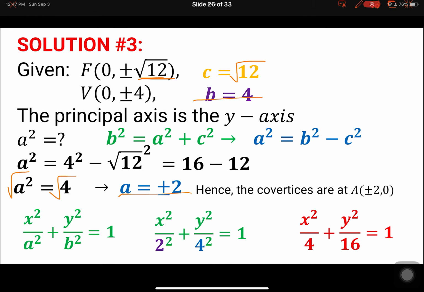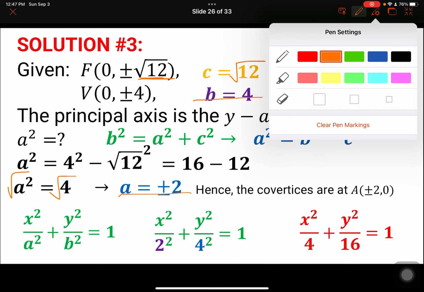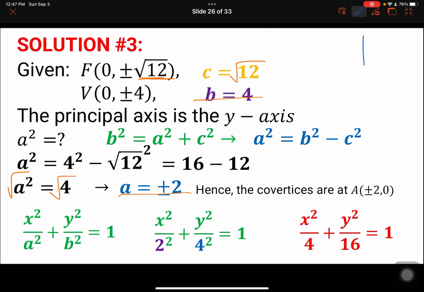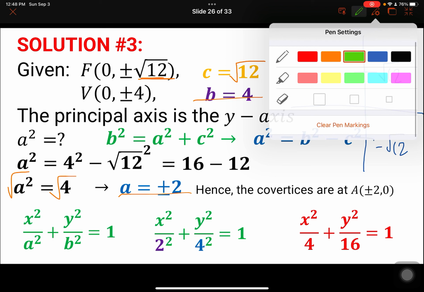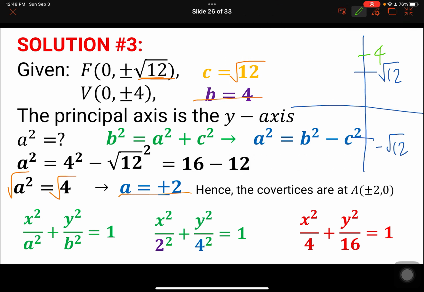So, dito, let's try to draw. For example, ito yung ating y-axis. So, nandito po yung x-axis. So, example, nandito yung square root of 12. So, nandito yung negative square root of 12. Then, yung 4 natin, nandito. Nandito din yung 4 natin.